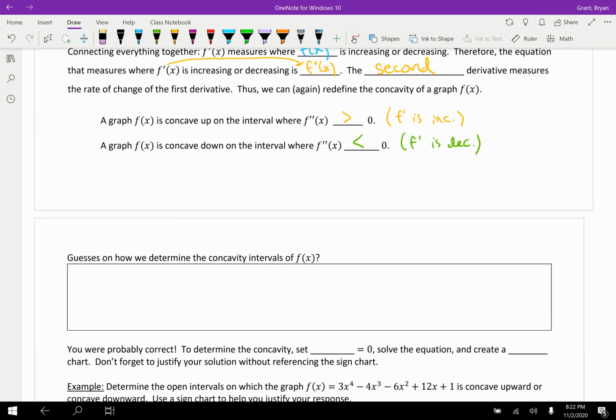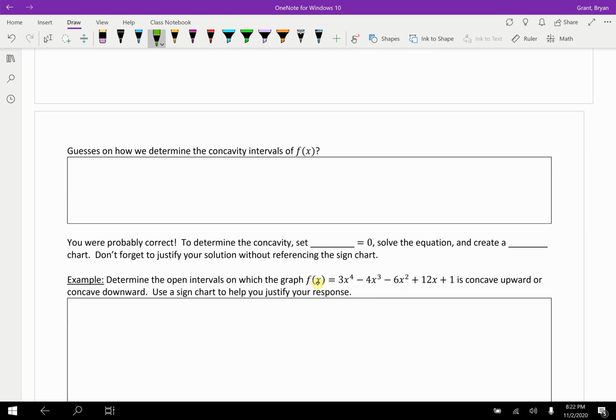What intervals f of x was increasing or decreasing on? We made a sign chart with f prime. So if we want to figure out where the intervals are, where f is concave up or concave down, guess what we're going to do? Well, we're going to first figure out where f double prime of x is equal to 0, because when we found the increasing decreasing intervals, we started by finding critical points. And then after we found the critical points, we created a sign chart.